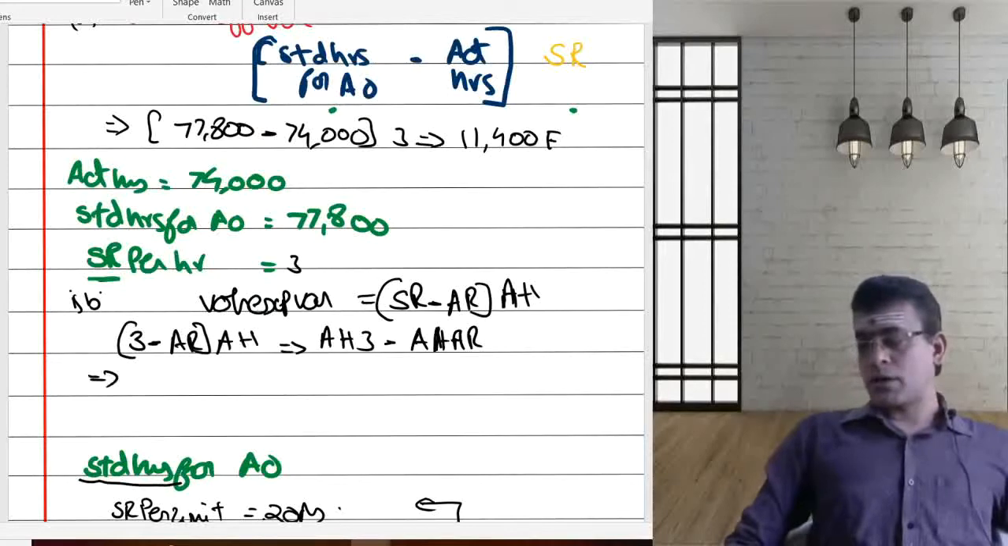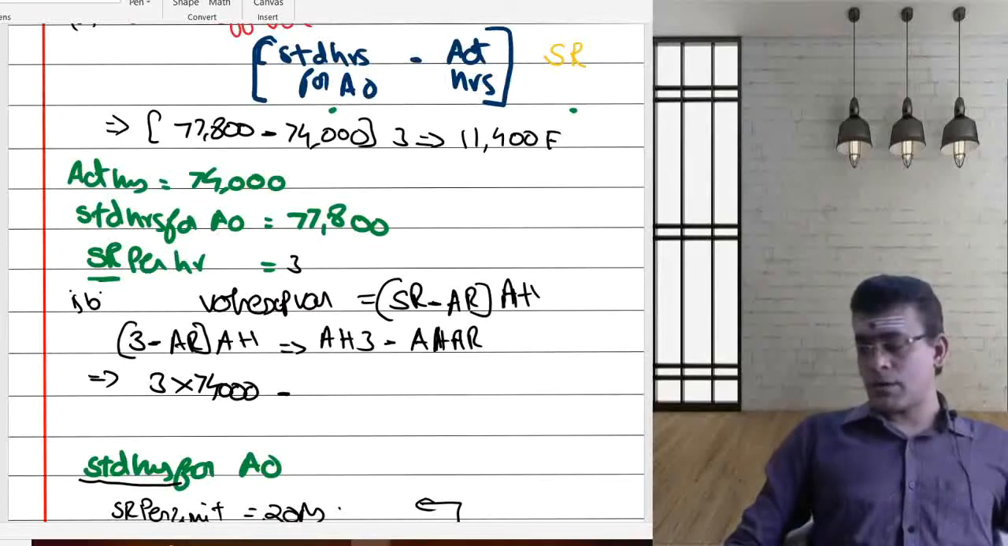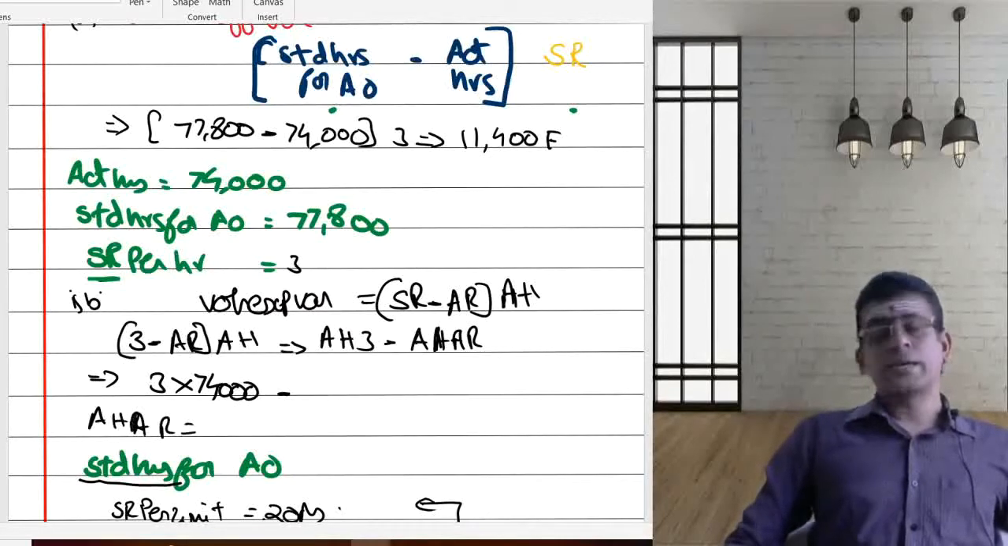Now, which implies what? 3. What are my actual hours there? Actual hours was 74,000. Now if I take my AH into AR, I can easily calculate my variance. So now what is required here? AH into AR is required. Now let us see how we calculate this.